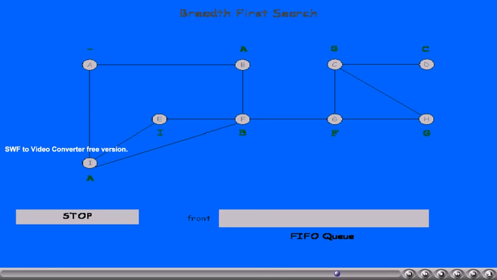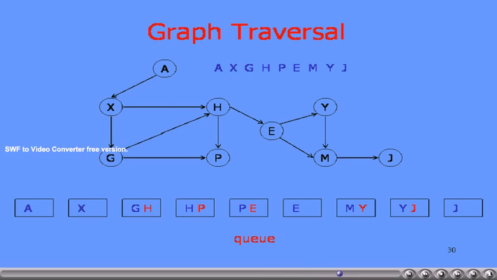This style is known as breadth first traversal. Here we have used a queue for the traversal purpose. The sequence of the nodes which are kept in the finalized state are A, X, G, H, P, E, M, Y, J. So that is the breadth first traversal of this given graph. In this slide, we showed the number of nodes in the queue when this algorithm is applied on this graph.